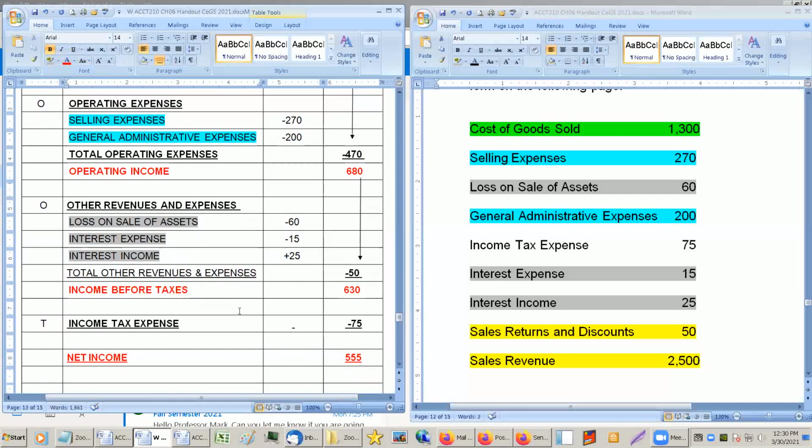So this is the multi-step income statement. And so kind of like the classified balance sheet, we kind of get those things together that are similar.